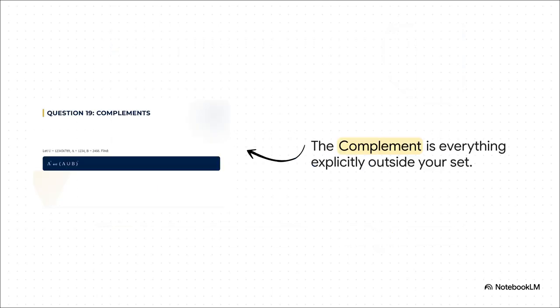And finally, for operations, we have the complement, which is marked by that little apostrophe. If you want to look at everyone who didn't make the cut for set A, you find its complement. This simply means taking every single element that exists in your broader, universal universe of data and keeping only the ones that are explicitly outside your specific set. It's kind of like the shadow cast by your set.